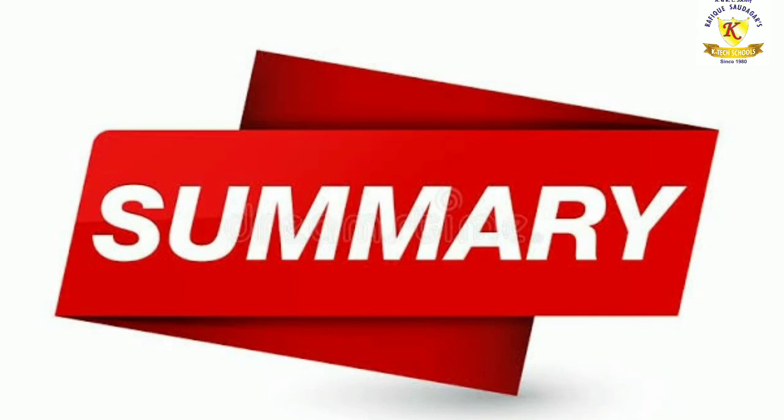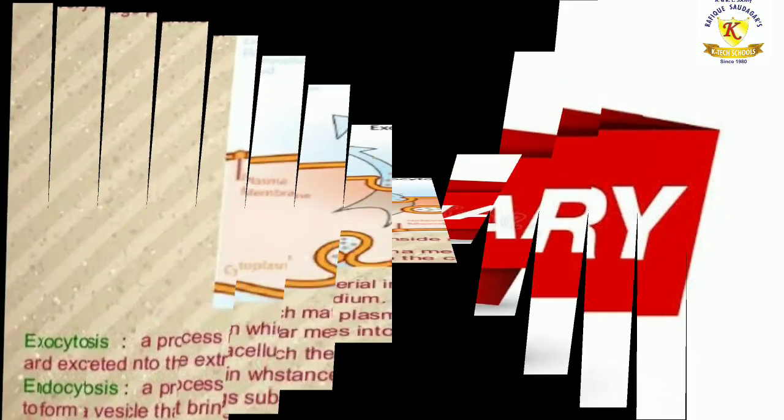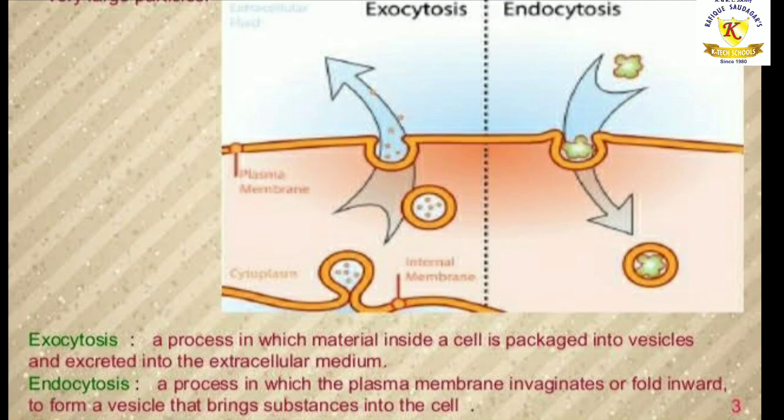So children, let's summarize what we have learned today. Now, exocytosis, a process in which material inside a cell is packed into vesicles and excreted into the extracellular medium. You can see in the picture. And endocytosis is a process in which the plasma membrane invaginates and folds inwards to form a vesicle that brings substances into the cell.